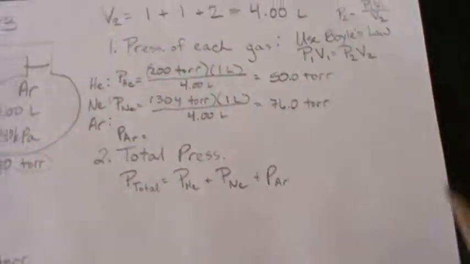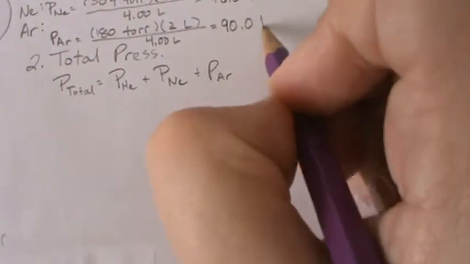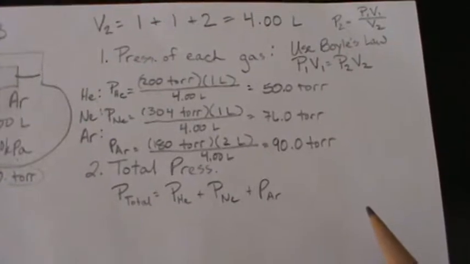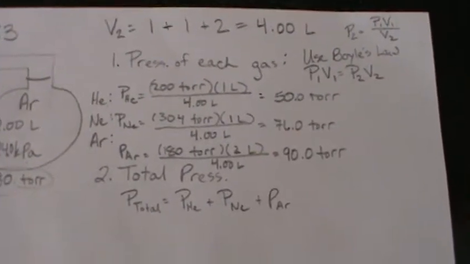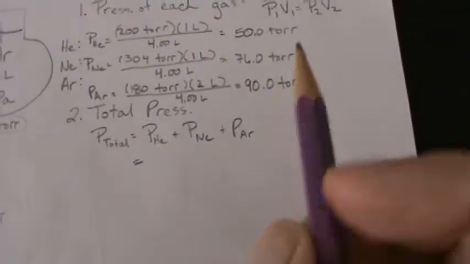Last but not least, I have the pressure of my argon. Again, initial conditions give me 180 torr times 2 liters, all divided by 4. I crunch those numbers, and I get 90 torr. Those are my final pressures once the seals, the stopcocks, are released, and these gases can expand. Finding the total pressure just means adding these up.